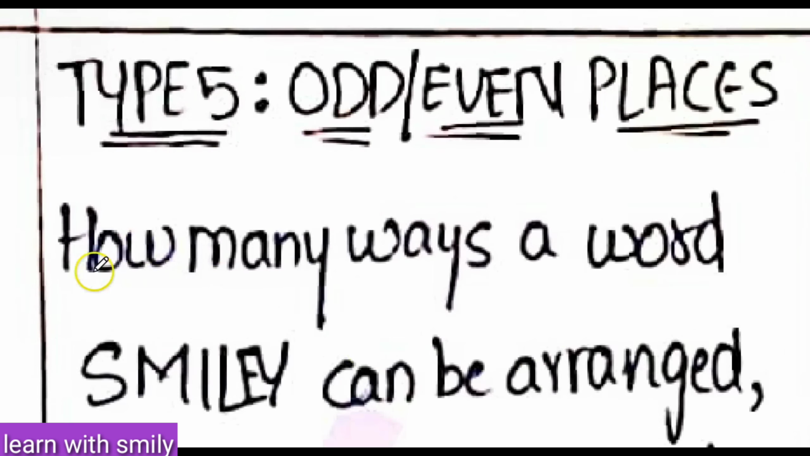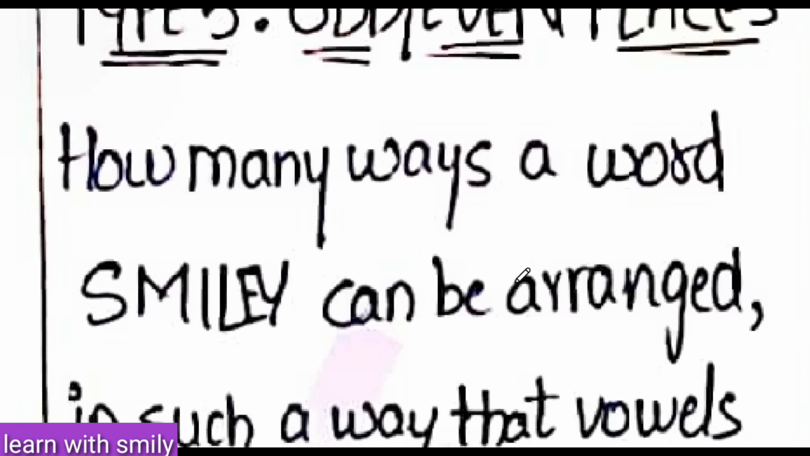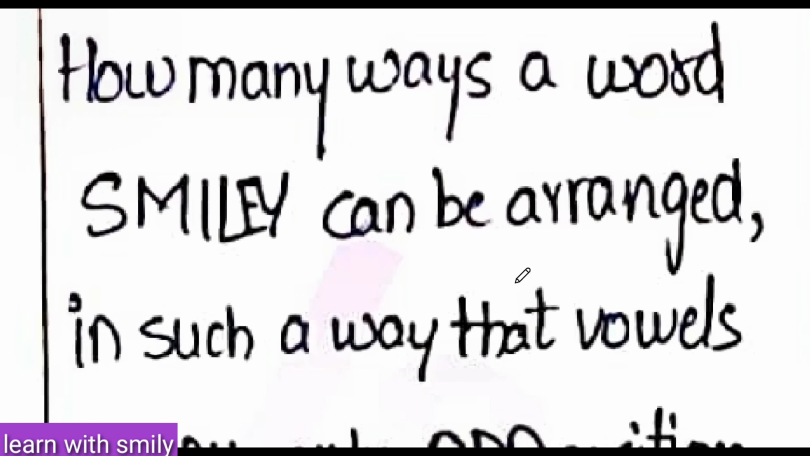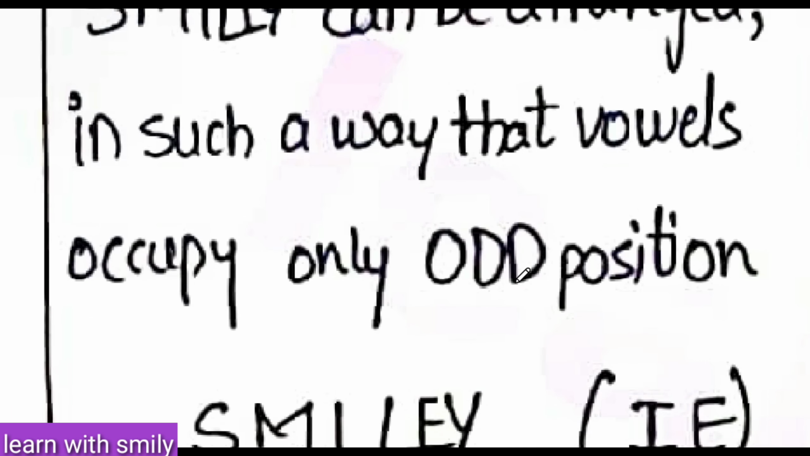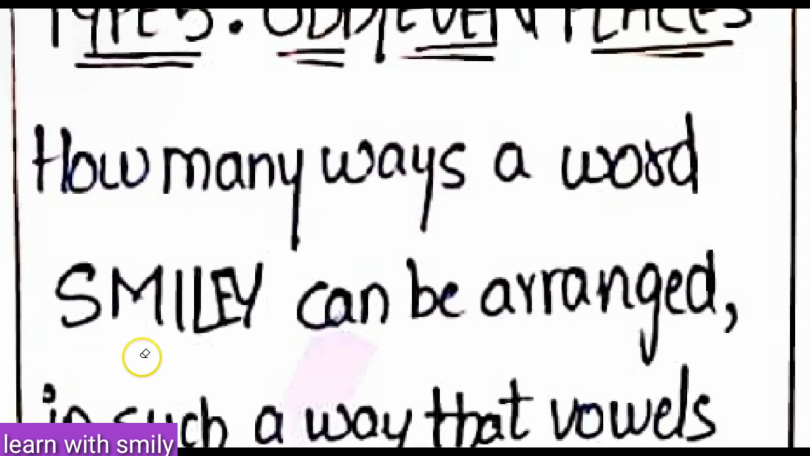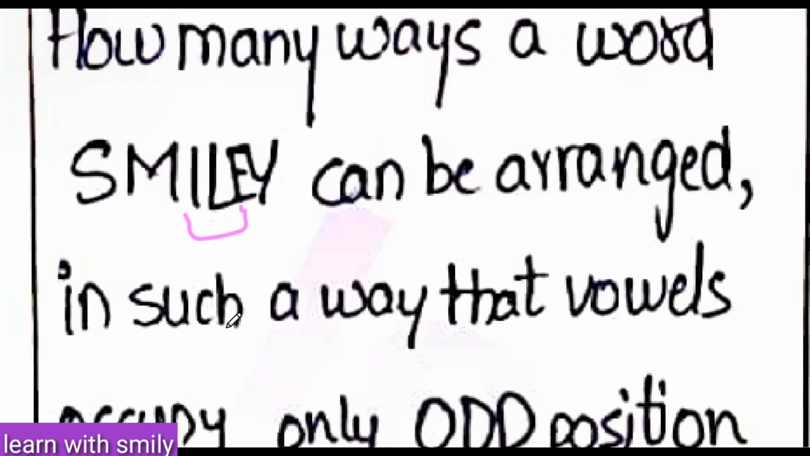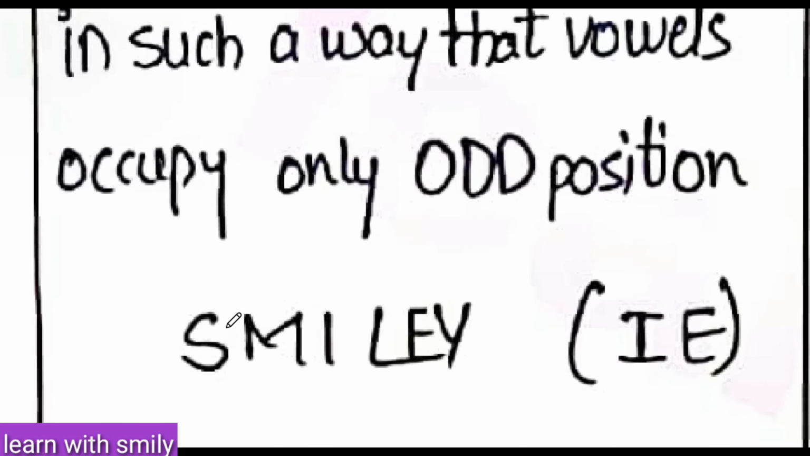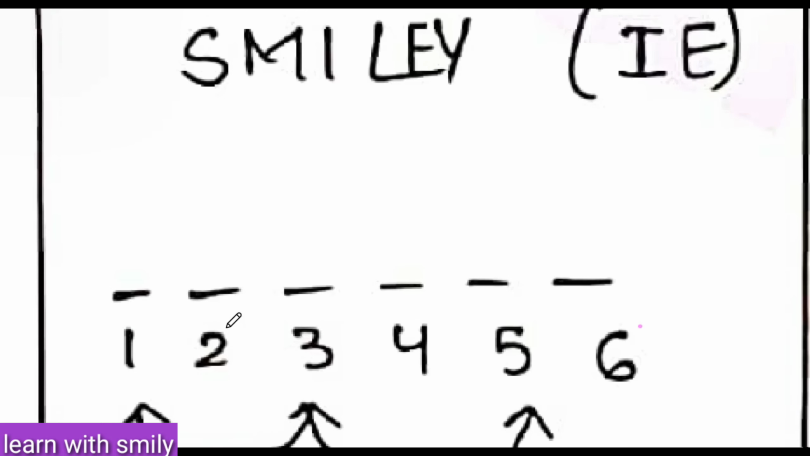First let us see the question so that you can get a clear idea. In how many ways can the word smiley be arranged in such a way that vowels occupy only odd positions? In the word smiley, the vowels are I and E, right? So there are 2 vowels in the word smiley, and these 2 should be arranged in odd places. The word smiley has 6 letters, and in these 3 positions, 1, 3 and 5, we can fix I and E.